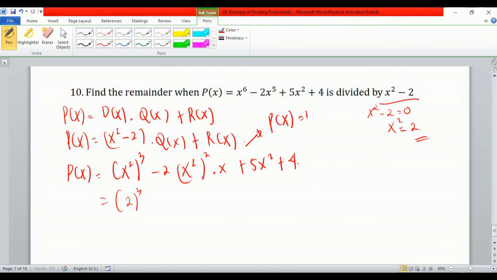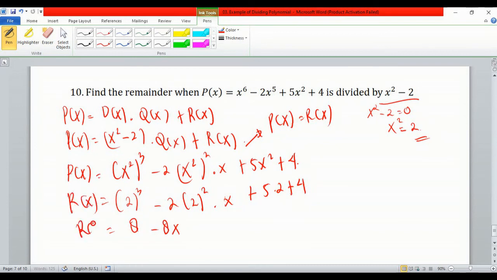So p(x) is equal to r(x). So this one is 2^3 - 2(2^2) times x + 5 times 2 + 4. This one is equal to 8 - 8x. This one is r(x), and then plus 10 plus 4. So this one is equal to 14 + 8 = 22. So this one is -8x + 22. So this is the way how to find the remainder if divided by x^n minus 2.